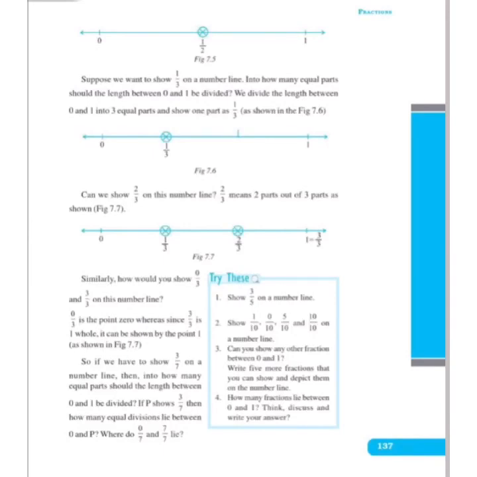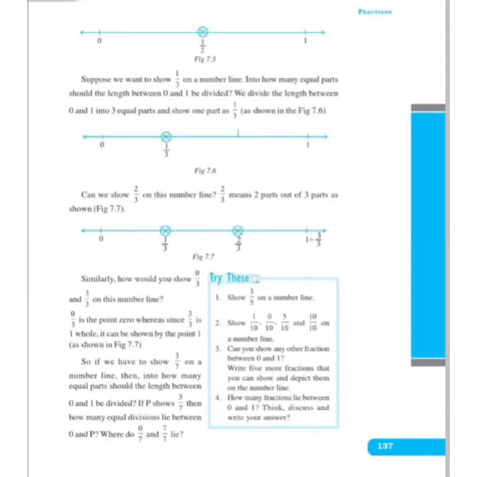Now you can see figure 7.6. Here we have to show 1 by 3 on number line. So here what we will do, first we will draw a number line and we will mark 0 and 1 on the number line and we will leave space between 0 and 1 and we will divide the length between 0 and 1 into 3 equal parts because 3 is the denominator. The whole is divided into 3, so we will divide the length between 0 and 1 into 3 equal parts and then we will show one part as 1 by 3 as shown in figure 7.6.